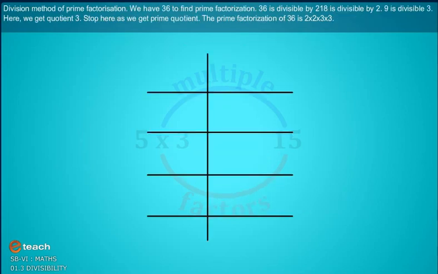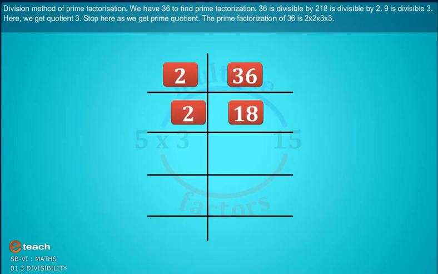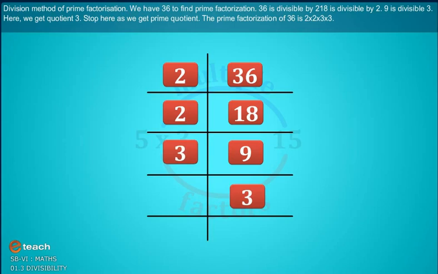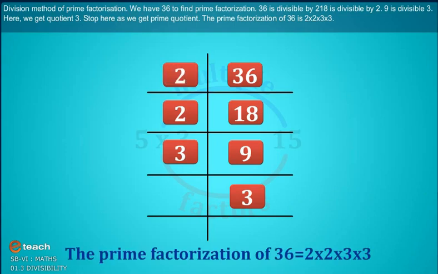Division method of prime factorization. We have 36 to find prime factorization. The first step is 36 is divisible by 2. 18 is divisible by 2. 9 is divisible by 3. Here we get quotient 3. Now stop here as we get prime quotient. The prime factorization of 36 is equal to 2 into 2 into 3 into 3.